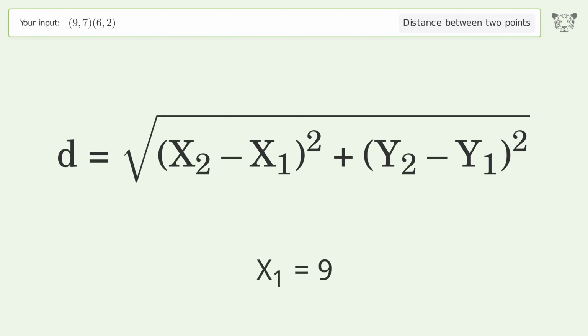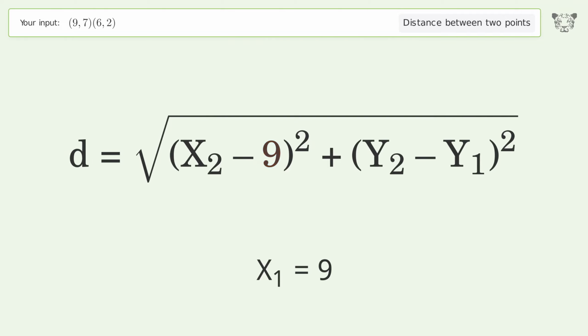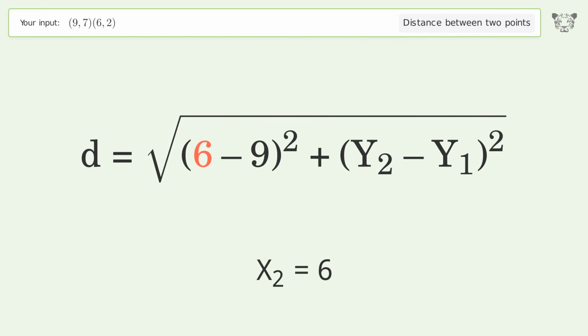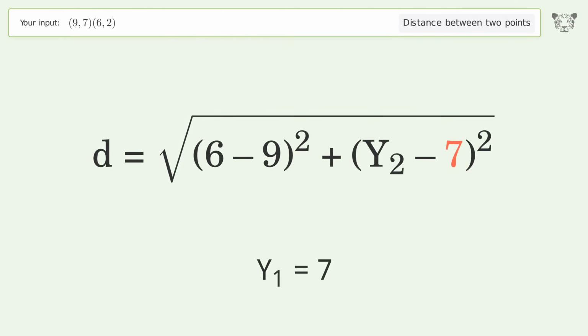x1 equals 9. x2 equals 6. y1 equals 7. y2 equals 2.